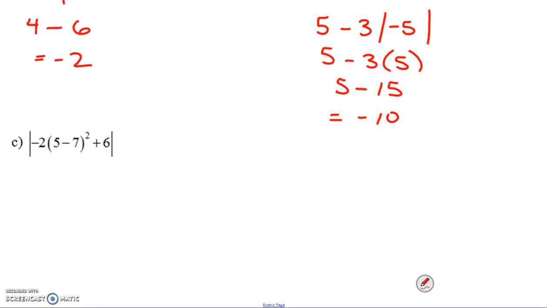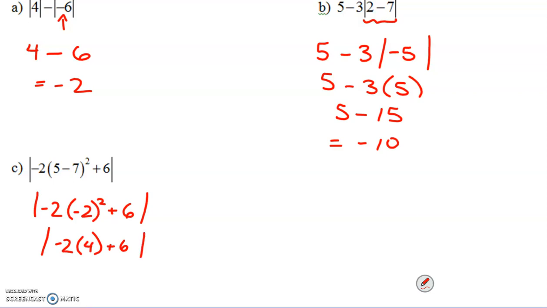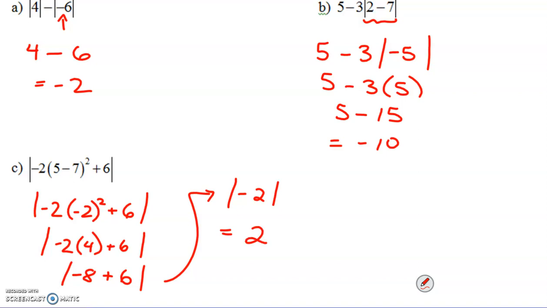With our final example here, the whole thing is in the absolute value. So we're going to have to start with the inside brackets, then go to the exponents and so on. So 5 minus 7 is going to be -2, which is going to be squared. When we square the -2, we're going to get a +4, so it's going to be -2 times 4 plus 6. So that's going to be -8 plus 6, which will equal -2 inside the absolute value signs. So when I bring it out of the absolute value signs, we'll get a +2. Please pause the video here if you need some time to record your notes.